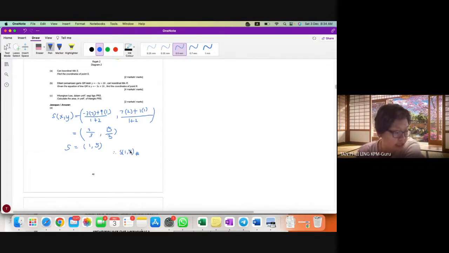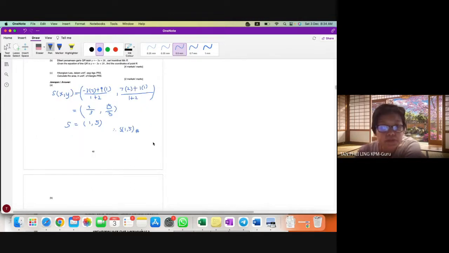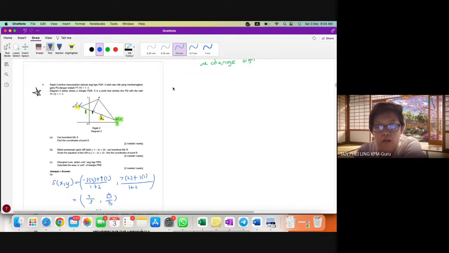Okay, let's move on. Part B. Part B, we have given the equation of the line QR. So they gave us QR, this one. So write down here first, y equals to minus 3x plus 28. Find the coordinate of R. So where's the coordinate of R? Here, they want us to find this, right? Okay, so you can see that you want to find R.